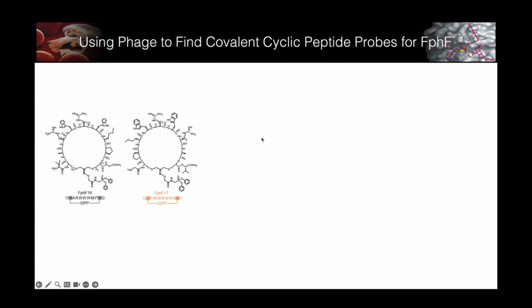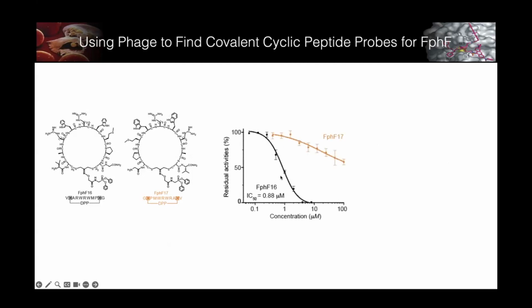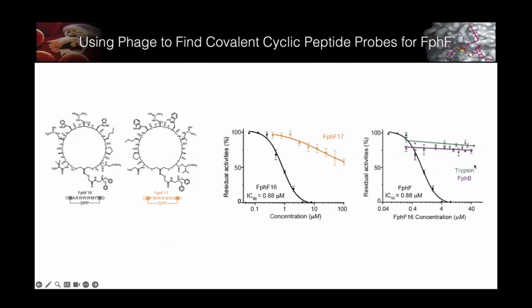Here's a scrambled version. What you can see is that, in fact, we got a submicromolar binder of FPHF. When we scramble the sequence, we get much weaker or almost no significant binding. If we then test it against other proteases like trypsin and a highly related protein, FPHB, that has high homology to FPHF, you can see we get no activity there. So again, we're getting this highly selective binder by having this cyclic peptide constrained backbone.